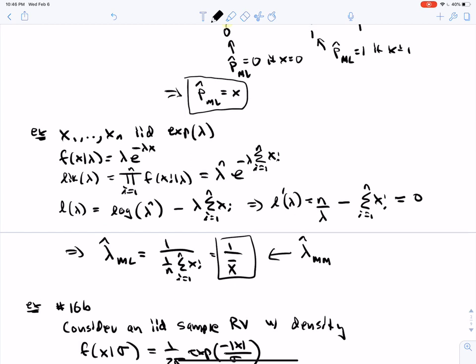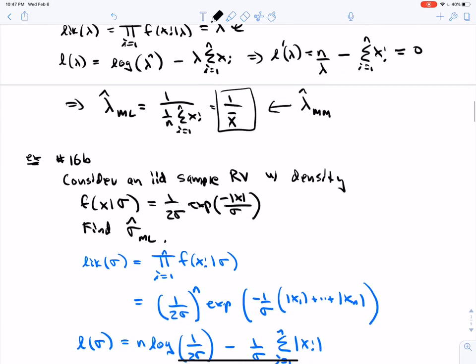So here's another example. Say x1 to xn is IID exponential lambda. So here is the likelihood function, and we factor and then take the log likelihood, which we'll call L of lambda, and take the derivative of the log likelihood, set it equal to 0, and solving this for lambda gives us the maximum likelihood estimator of 1 over the sample mean.